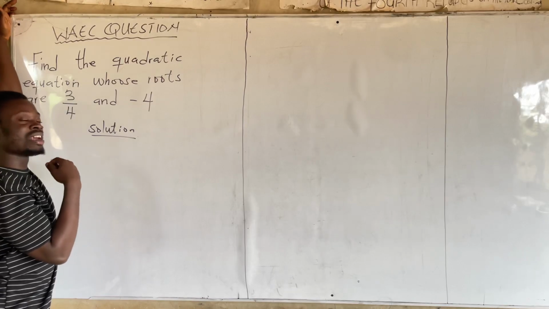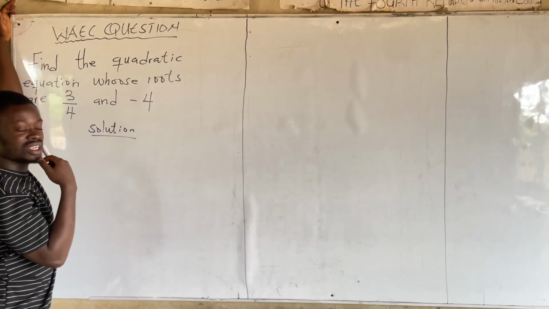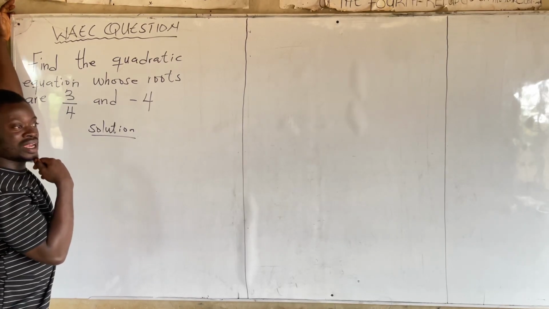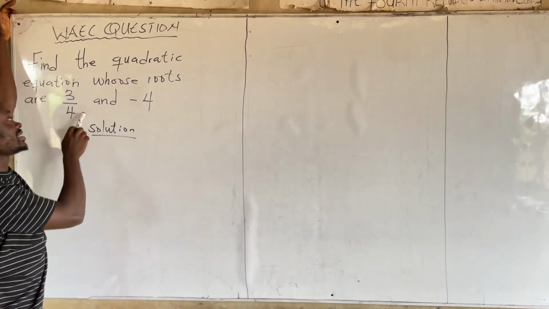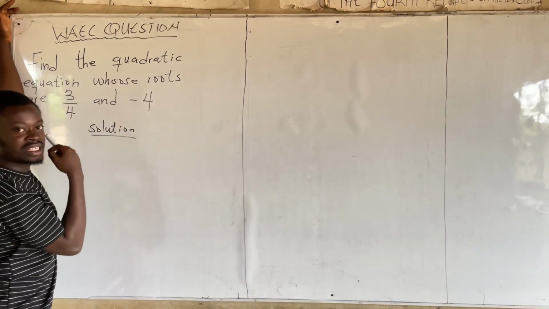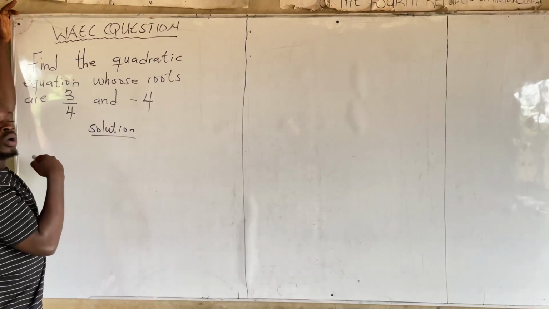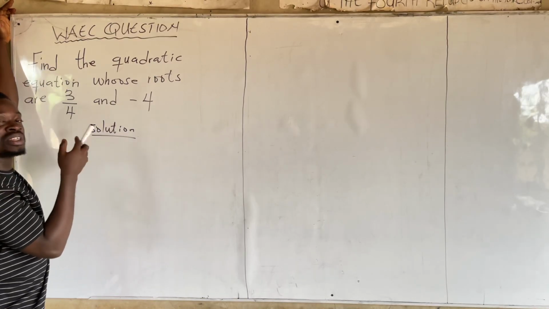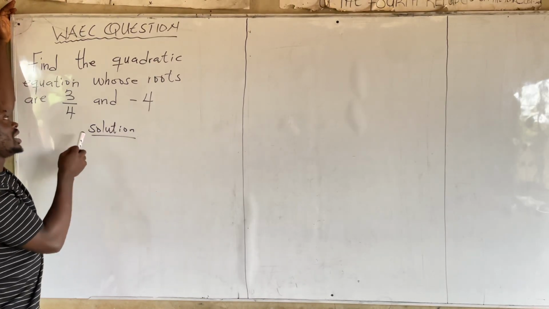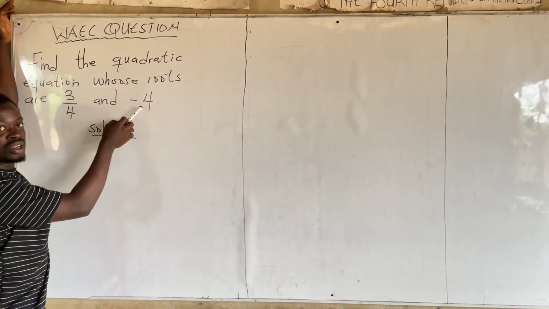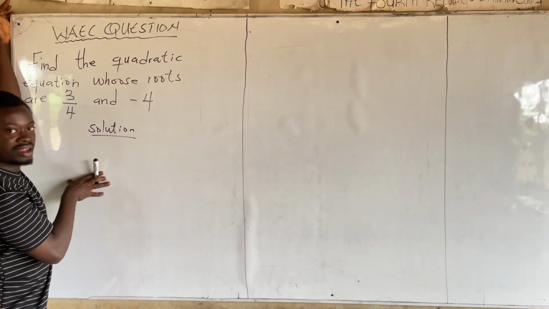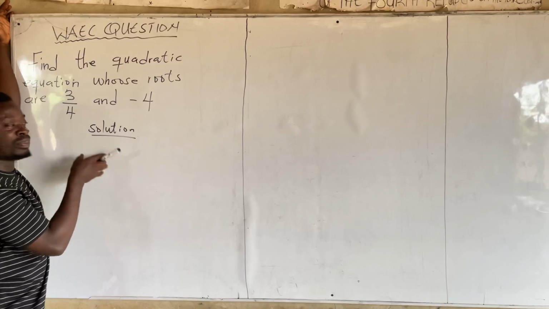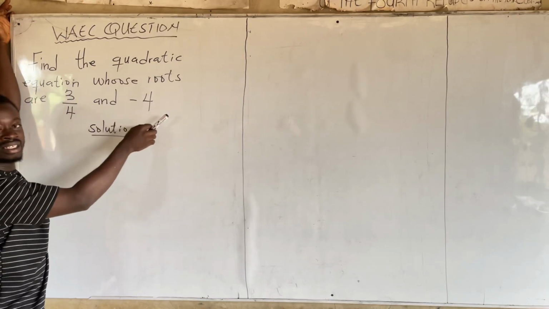Let's say somebody solved a quadratic equation and arrived at these answers, 3 over 4 and negative 4. So what is the quadratic equation he or she solved and arrived at these answers? We are going to use a formula to get the equation.